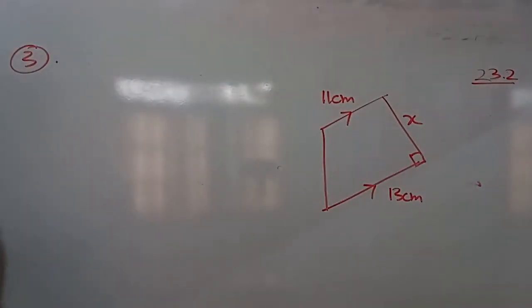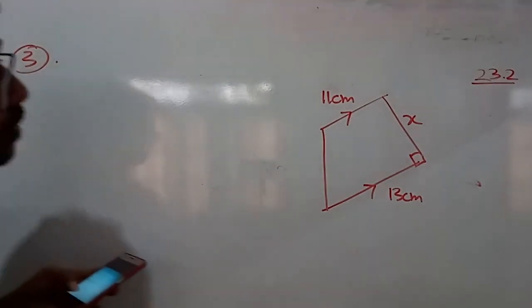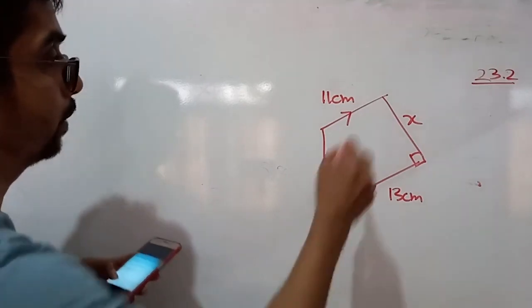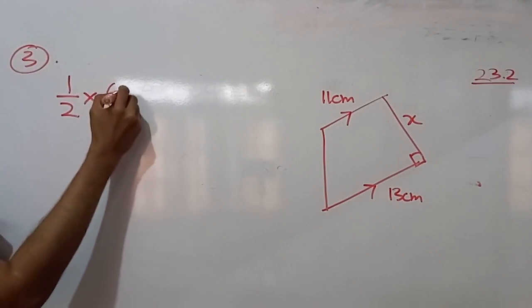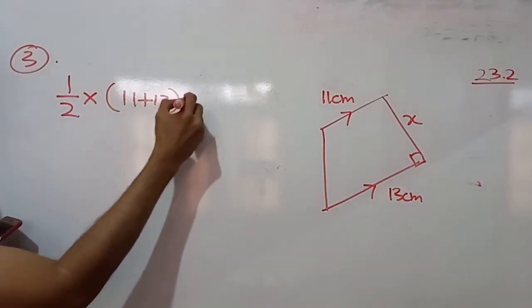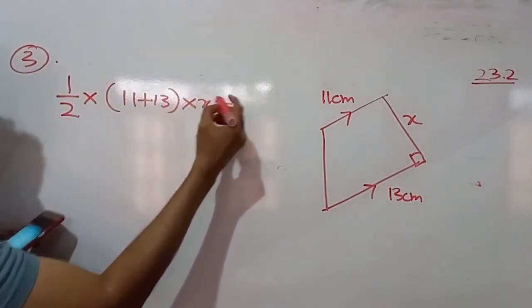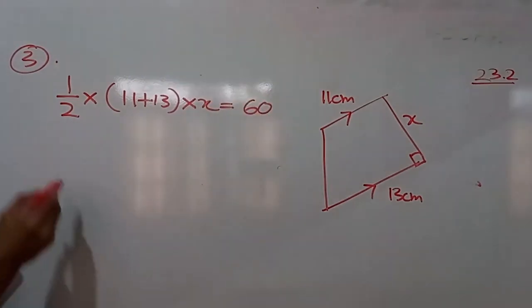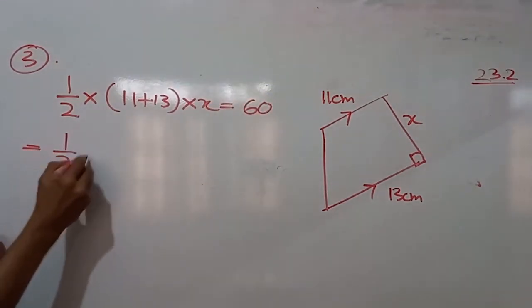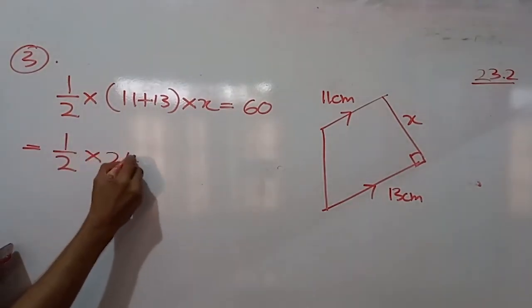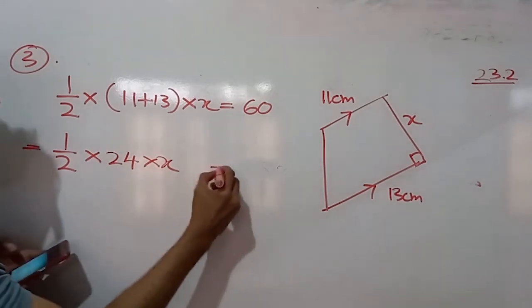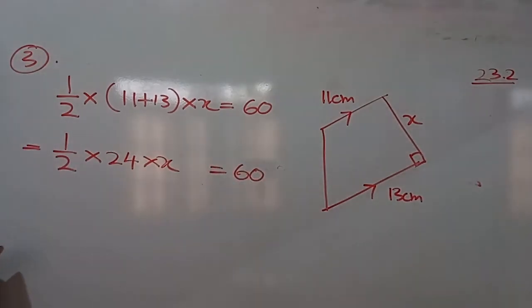If the area of the trapezium in the figure is 60 square centimeters, find the value of x. Right. So just as before, we have to find the value of x. Okay. So half into 11 plus 13 times x. So that will be equal to what? 60. Okay. So half into 11 plus 13, that is what? 24. X, that is equal to 60.